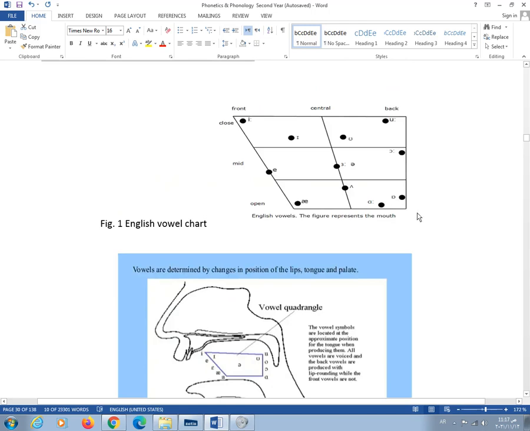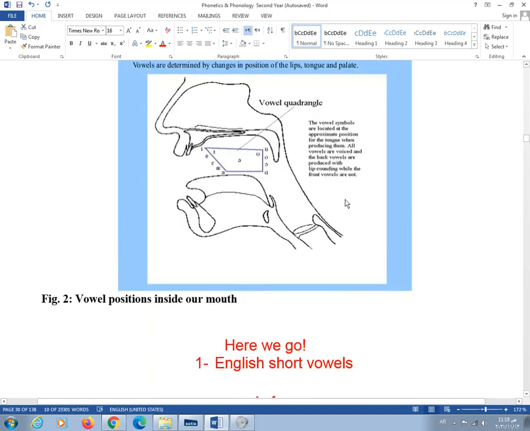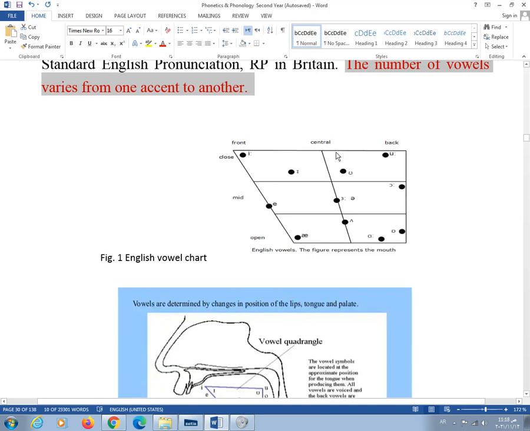Number one, tongue height: whether the tongue is close to the roof of the mouth, mid-close, or open. Open means that the tongue is low. And number two, we have to look at which part of the tongue is involved in the production of a vowel, whether it's the front, the center, or the back of the tongue. And here we have front vowels, central vowels, and back vowels.